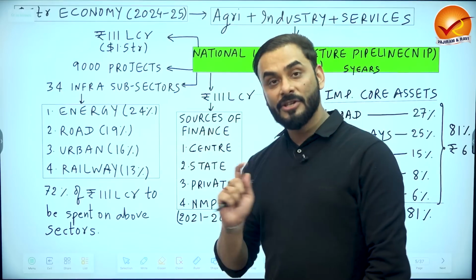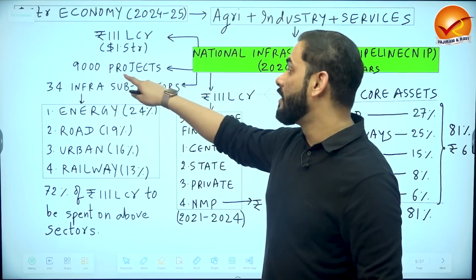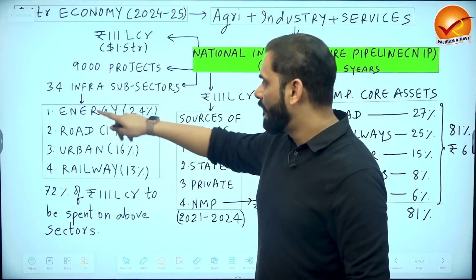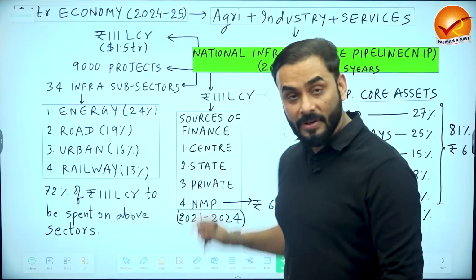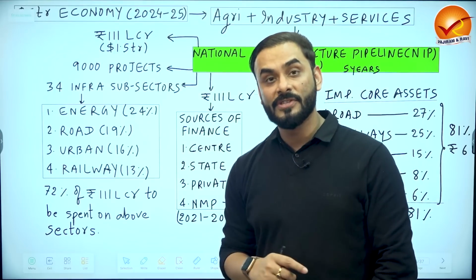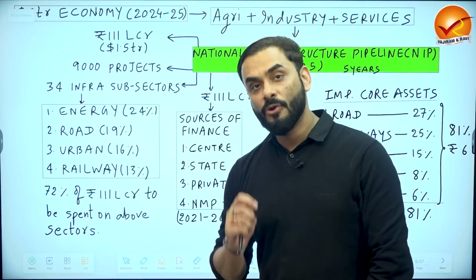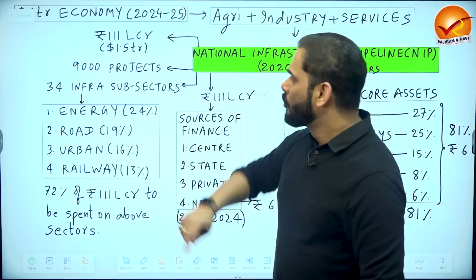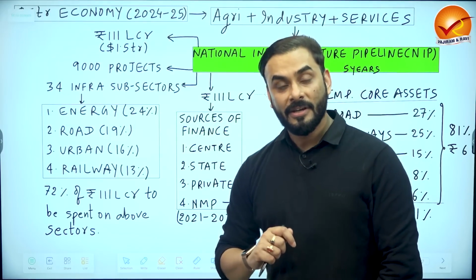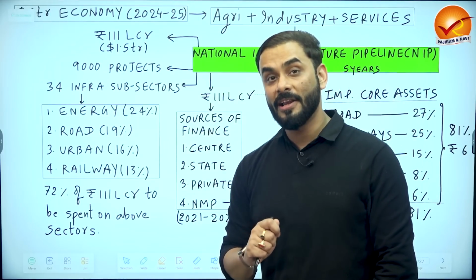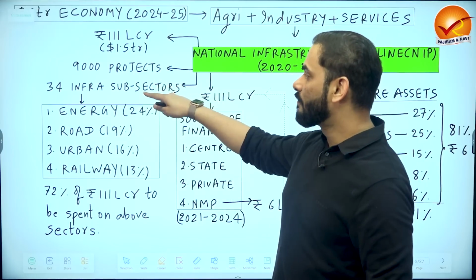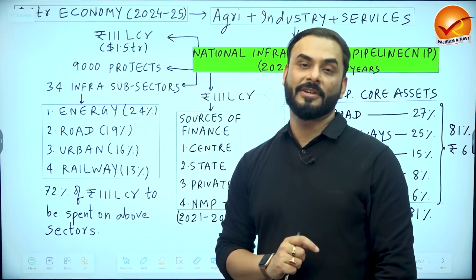The Government of India is going to make this investment on 9,000 infrastructure related projects. Roughly, it will cover 34 infrastructure subsectors. What is the meaning of subsector? Subsector would be road, railway, bridges, all these things are subsectors. So what is the government expenditure that the government is going to make? 111 lakh crore or approximately $1.5 trillion in 9,000 projects, 34 infrastructure subsectors.